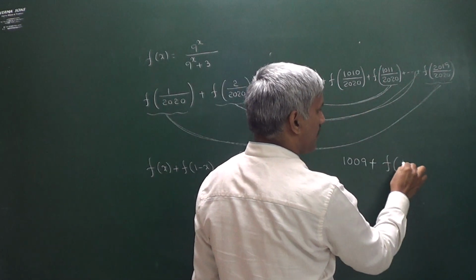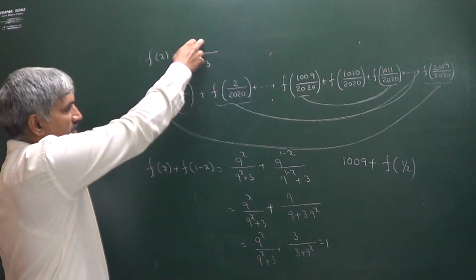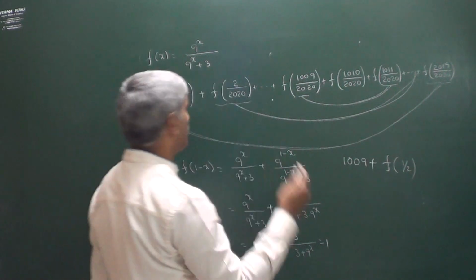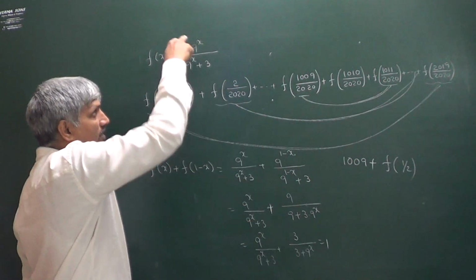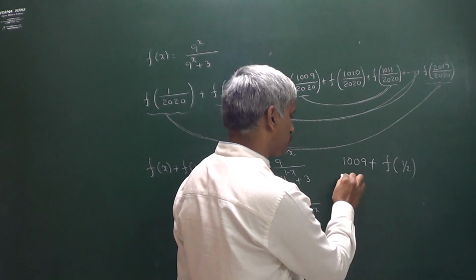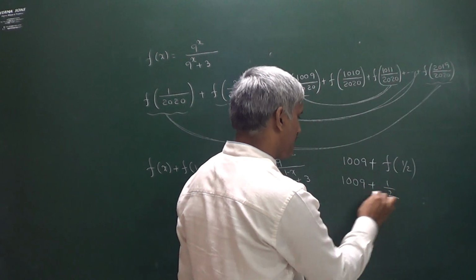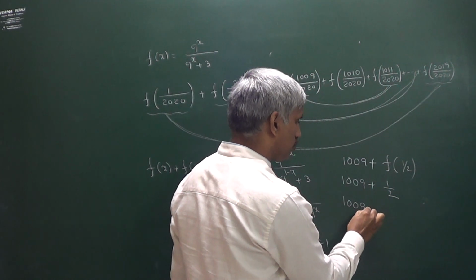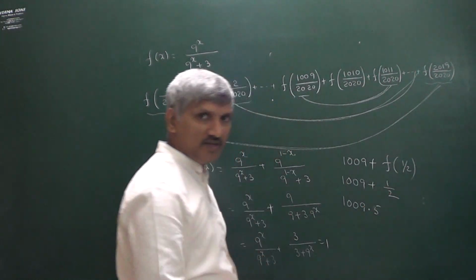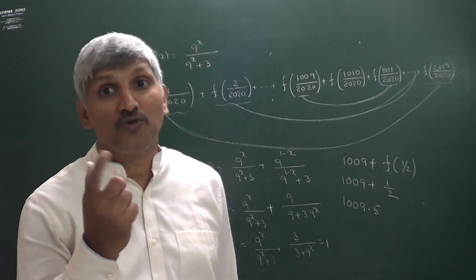f of 1 by 2. But what is f of 1 by 2? Because f of x is equal to 9 power x by 9 power x plus 3, then f of 1 by 2 is equal to root 9 by root 9 plus 3. So you will get 3 by 6, that is equal to 1 by 2. So the answer we are getting is 1009 plus 1 by 2. We can write this as 1009.5. So he has asked for the answer as a numerical value correct up to 2 decimal places.